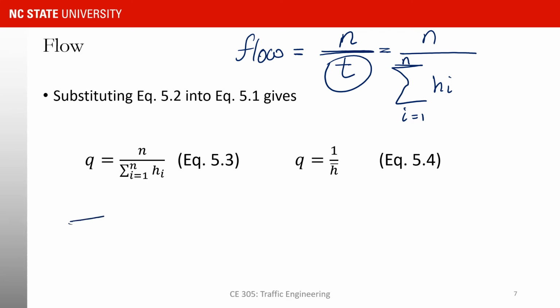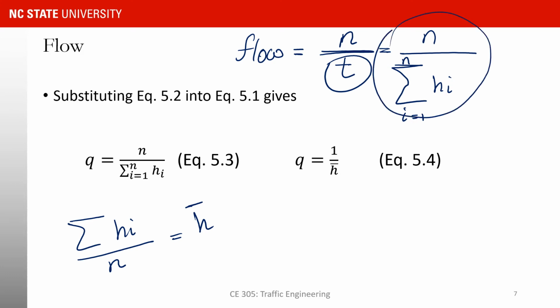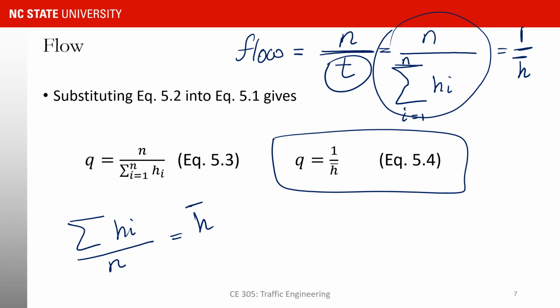So what is the summation of H_i divided by N? This is the average of headway, right? So here I have N divided by the summation of H_i. So rather than the average of headway, I have 1 divided by the average of headway. So that's this equation that I have here. And you can see that from flow, I can go to headway, and from headway, I can go back to flow.